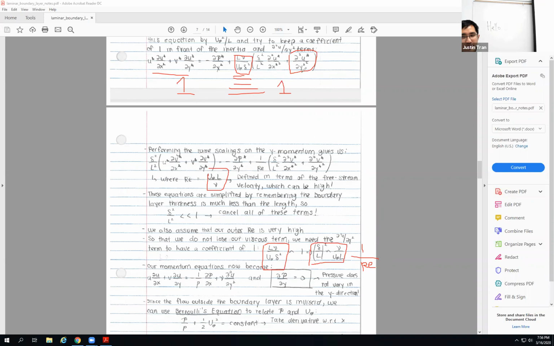So that was a lot of steps, so let me recap that. After we applied all of our scaling laws, we end up with this equation right here. The convective terms and the pressure terms all have a coefficient of one. And then we get this guy for the viscous term.